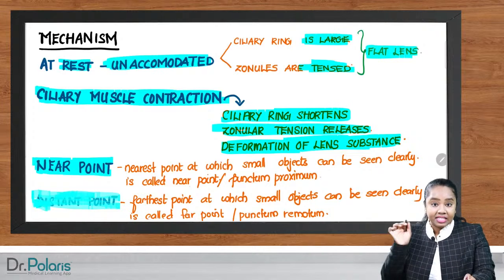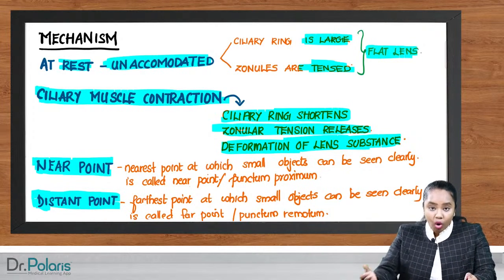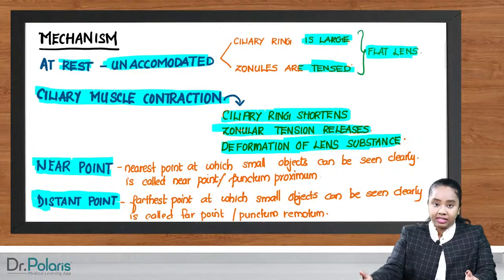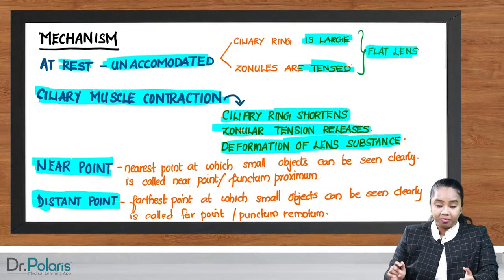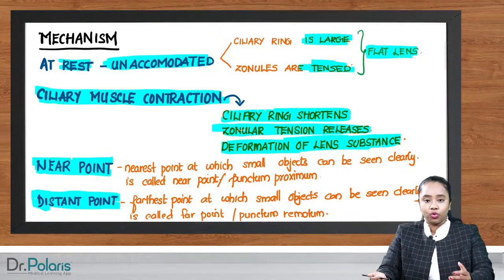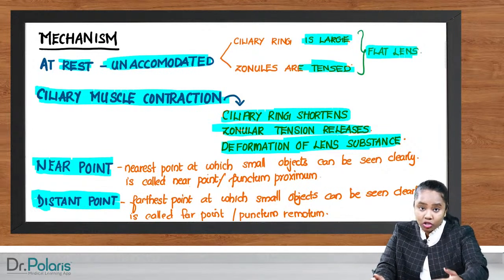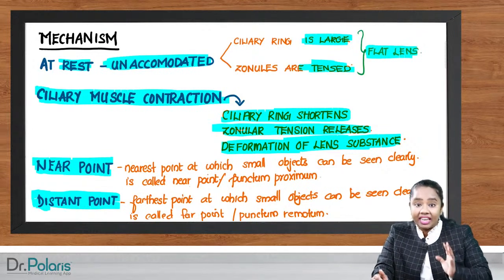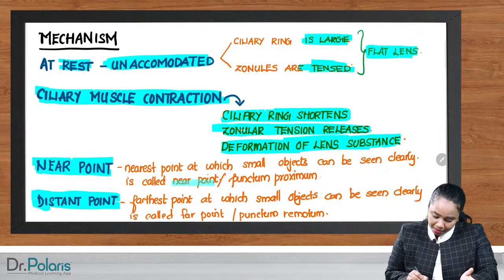So near point is the nearest point at which any small object which is placed in front of you can be seen clearly. So when an object is placed in front of you, the nearest point at which that object should be placed so that that object is clearly visible. So that is called by the name near point or punctum proximum.